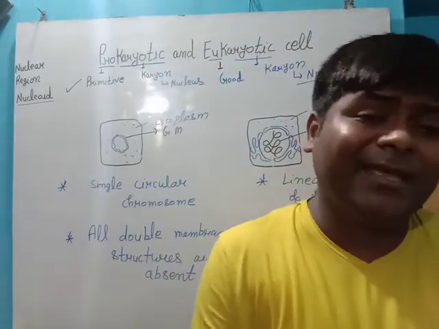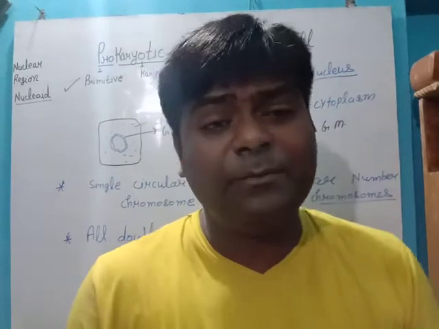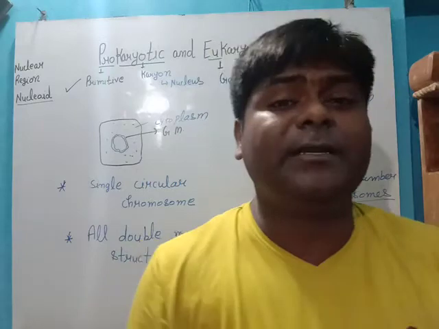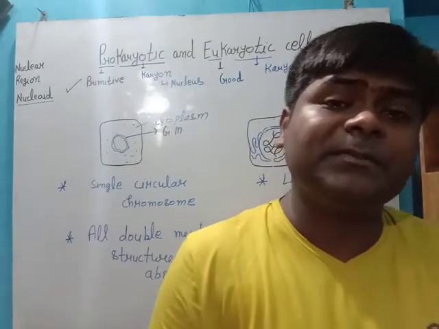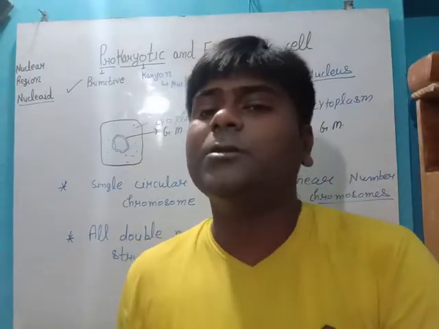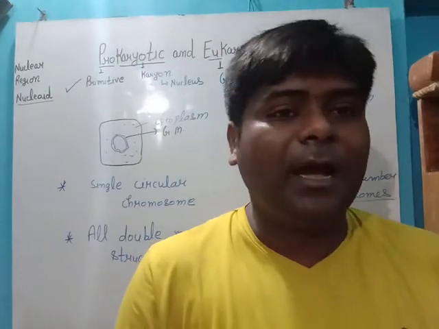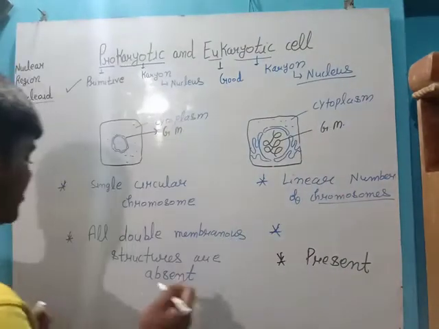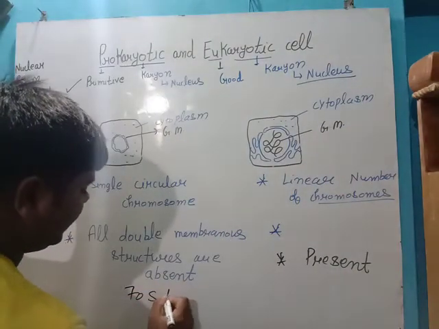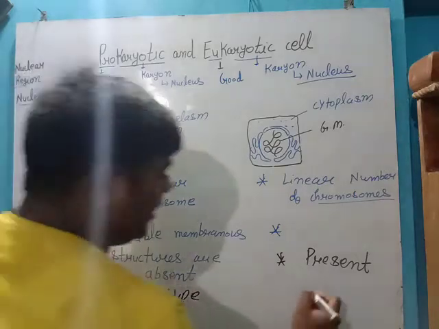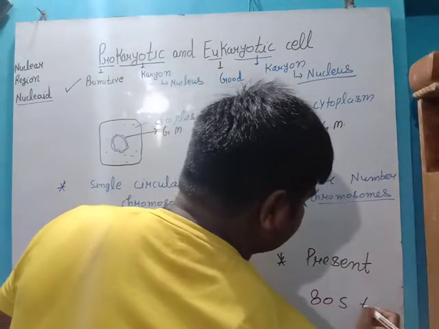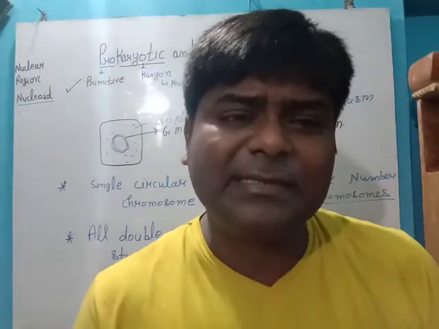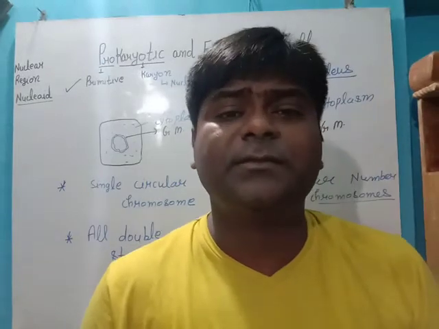Okay everyone, there is one cell organelle known as the ribosome. Ribosomes are not double membranous, it is a granular structure. That's why ribosomes are present in both prokaryotes and eukaryotes. But prokaryotes, being primitive cells, have 70S type ribosomes, and eukaryotes have 80S type ribosomes. You know the role of the ribosome: it is for protein synthesis.